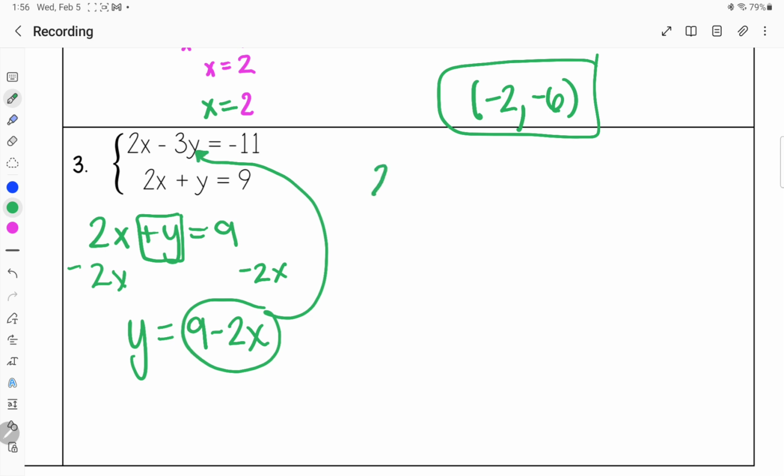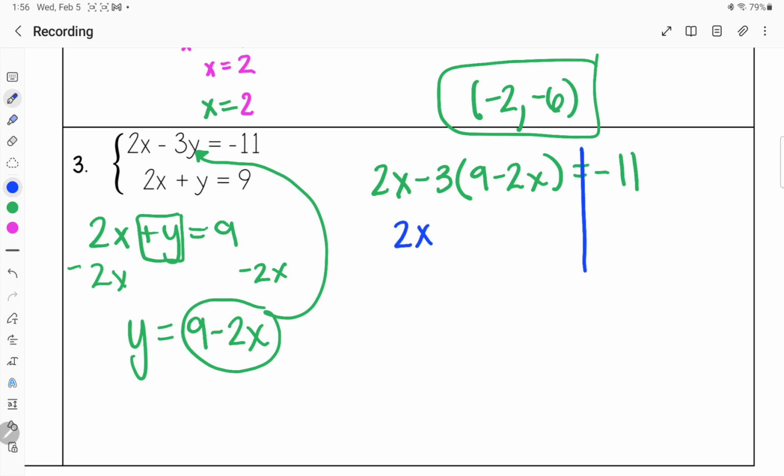So I'm going to have 2x minus 3 times 9 minus 2x equals negative 11. Again, you can see originally I had an x and this was a y, but I told you y is equal to 9 minus 2x. So now I solve like I've been doing. 2x minus 27. I'm distributing that through just so you know. And negative 3 times negative 2 is positive 6x equals negative 11.